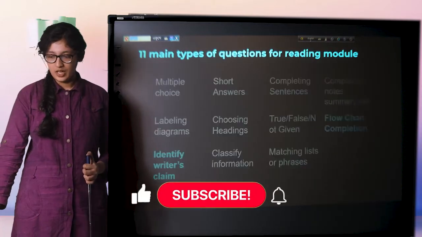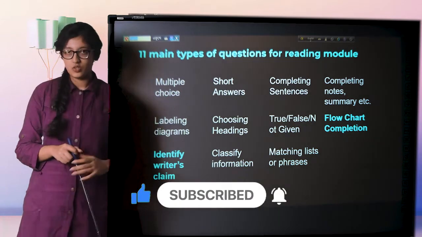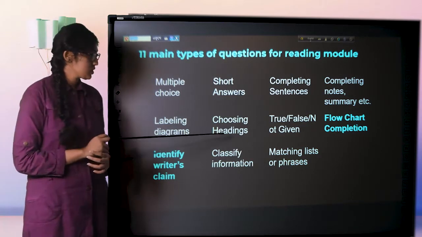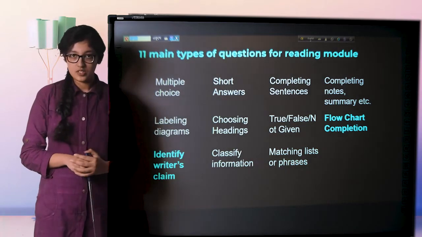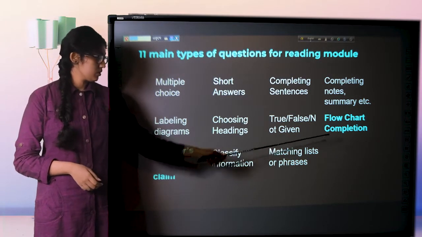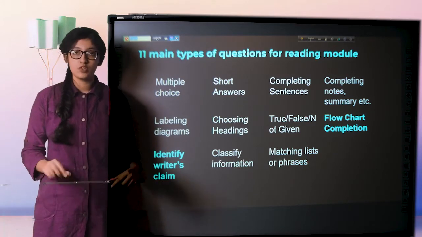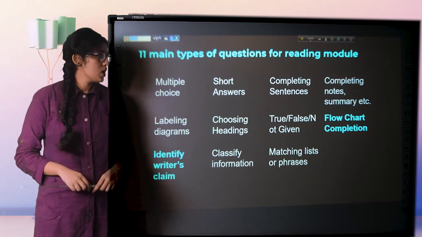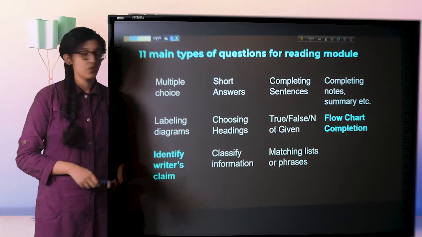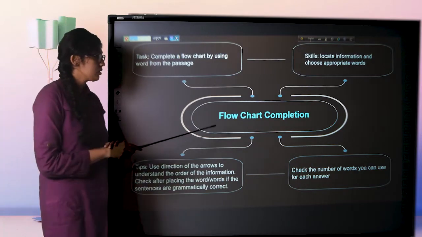In my previous videos, I have already discussed multiple choice, short answers, completing sentences, notes, tables, summary, labeling diagrams, choosing headings, and true, false, not given questions. And in today's video, I'll give you a detailed overview about flowchart completion and identifying writer's claims. We're going to solve some example questions, and I hope this video is going to give you a better idea of how to approach these kinds of questions. Okay, let's get started. So, flowchart completion.